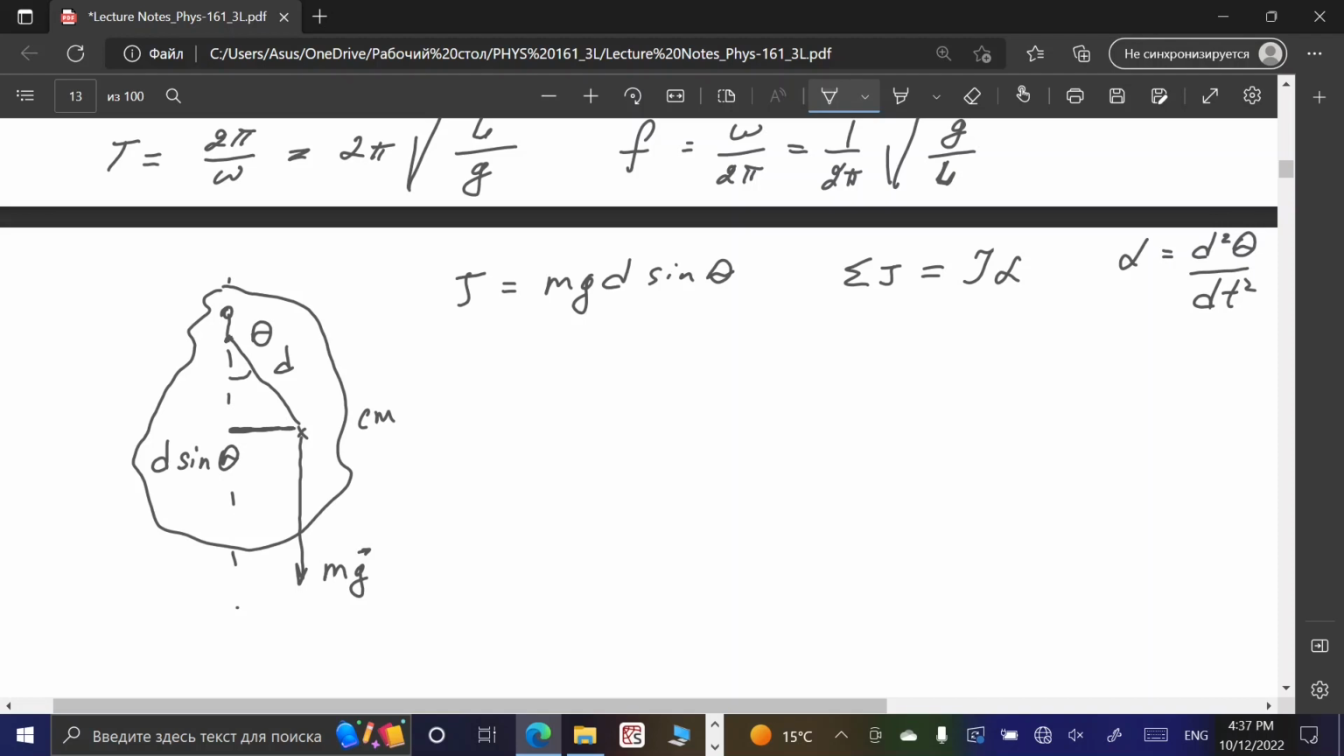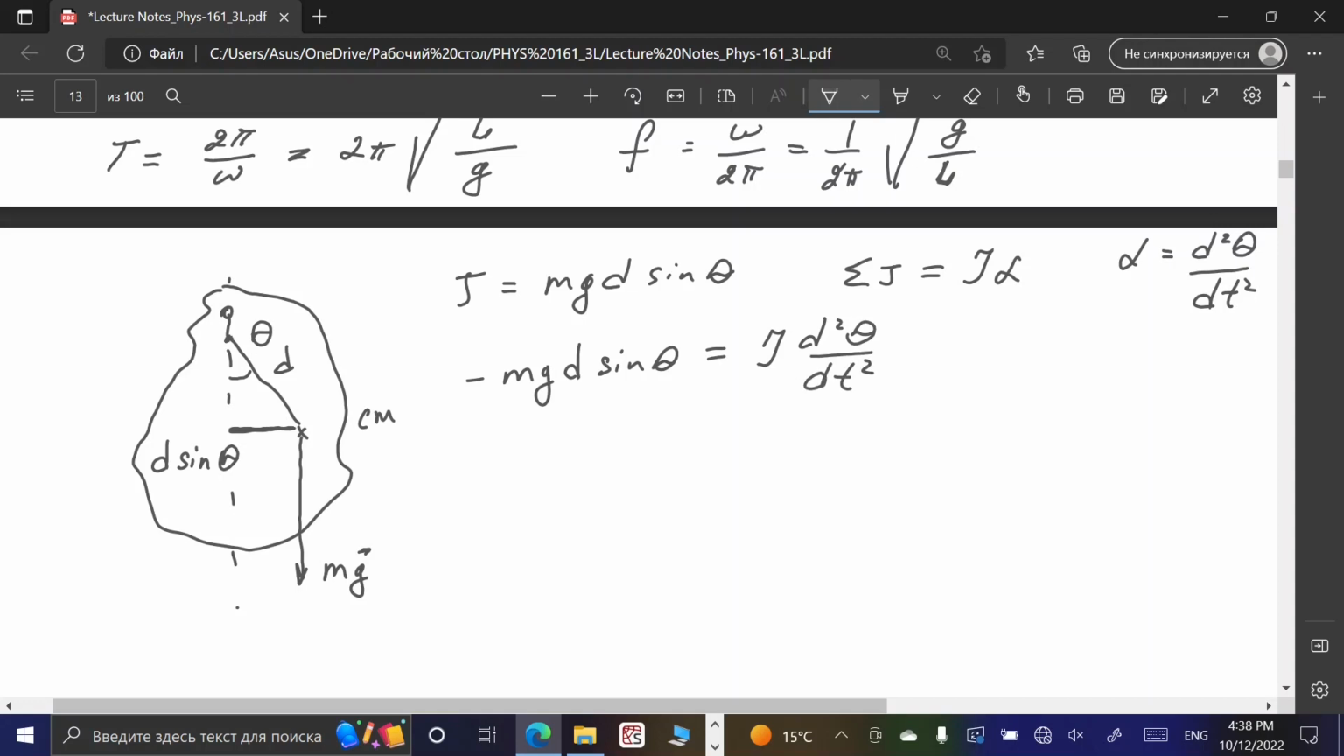So now we can write that minus mg times d sine theta, again minus because this torque exerted on the body with respect to axis O here will always tend to reduce this angle theta and keep it in equilibrium condition, when the center of mass is located on the same vertical line with the axis of rotation, should be equal to I times d squared theta over dt squared.